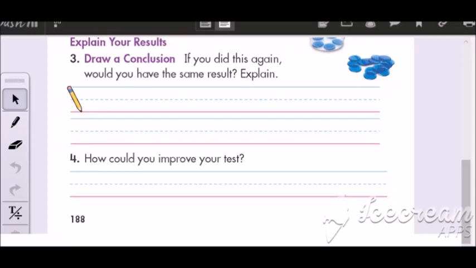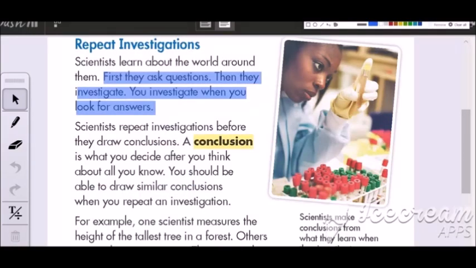We do an investigation. First, scientists ask questions. Then they investigate. They do an experiment, they repeat it, they ask many questions, and so on. You investigate when you look for answers. After we make an investigation, we can make a conclusion. It's about the result of this investigation, the answers, or what you understand about what you do.